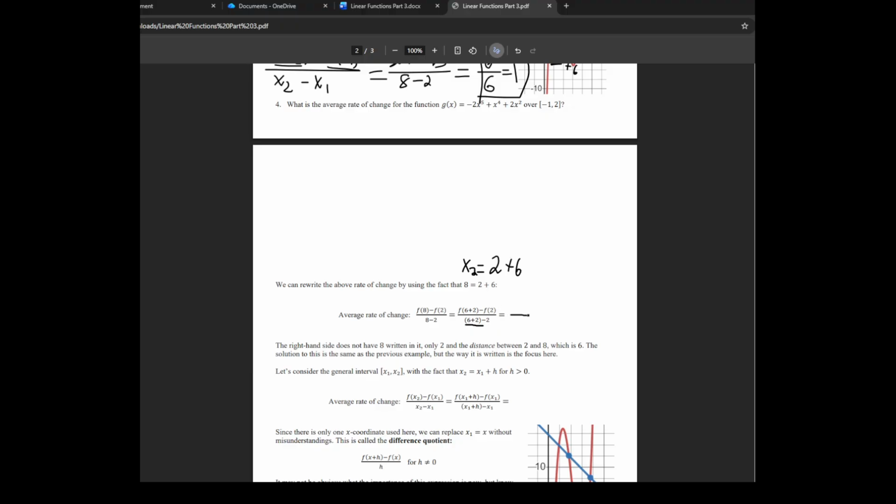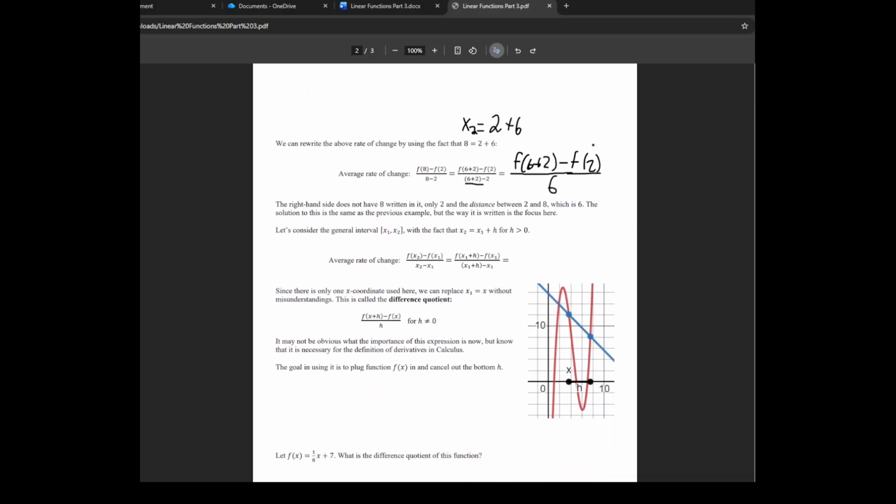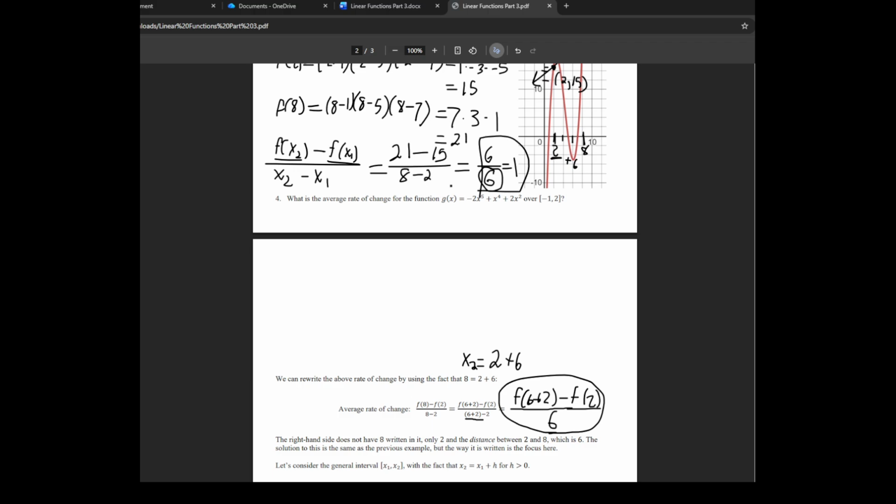And when we simplify this, this will just give us f of 6 plus 2 minus f of 2, divided by 6 plus 2 minus 2, which is just 6. And it's the same exact thing we got right here. It's just the difference between these two values right here. And so this formula right here is a different way of writing this right here.